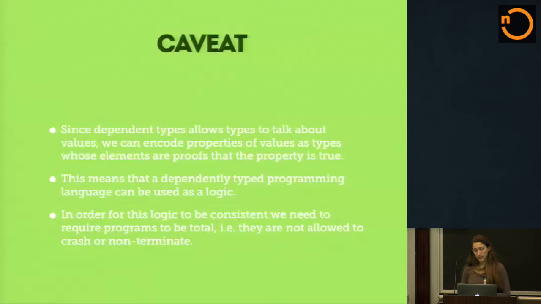Sounds really great. Sounds like you can get rid of a lot of runtime errors by having dependent types, because any boundary conditions or anything else, you can try to find a way to get rid of. However, the idea is that you're mixing values and types, but you need proofs about these properties as well. Which means that a dependently typed programming language should also be able to be used as some type of logic. So, in order for logic to be consistent, we need all kinds of very interesting requirements. Like, programs have to be total. They can't crash, or they can't allow non-termination, which in a real programming language is not.